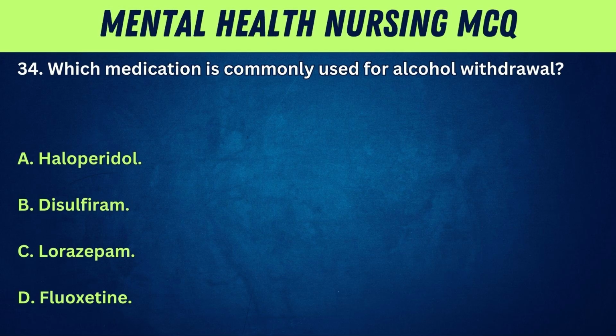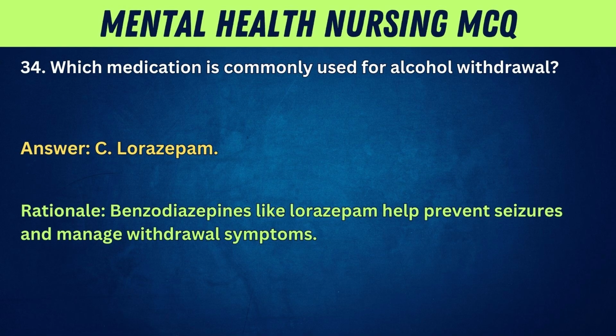34. Which medication is commonly used for alcohol withdrawal? A. Haloperidol. B. Disulfiram. C. Lorazepam. D. Fluoxetine. Answer: C. Lorazepam. Rationale: benzodiazepines like lorazepam help prevent seizures and manage withdrawal symptoms.